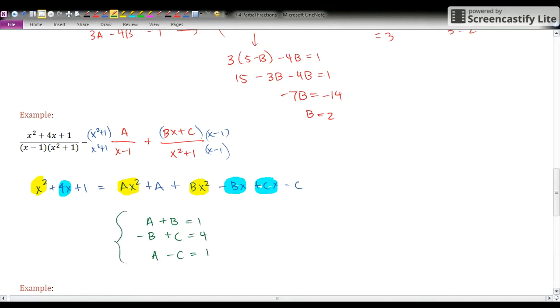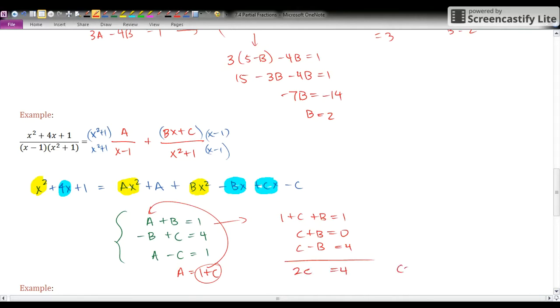Well, I have this beautiful little system here that, again, I can now solve. I can use elimination. I can use matrices. I mean, whatever you want, it doesn't really matter. Maybe even substitution might work well here. Like I know that on this bottom one, I could rewrite this as a is 1 plus c. So why not take the 1 plus c, put it in here? So what would that give me? 1 plus c plus b equals 1. So c plus b equals 0. And I also have right below it, c minus b equals 4. So it looks like 2 c's equal 4, or c is 2.